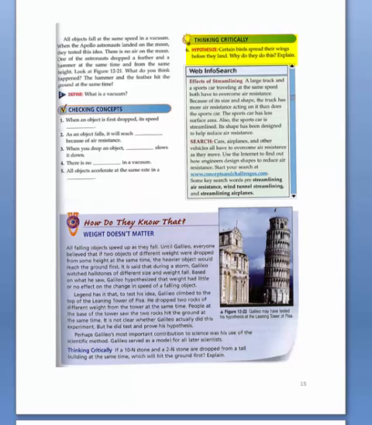Thinking critically. 6. Hypothesize. Certain birds spread their wings before they land. Why do they do this? Explain.